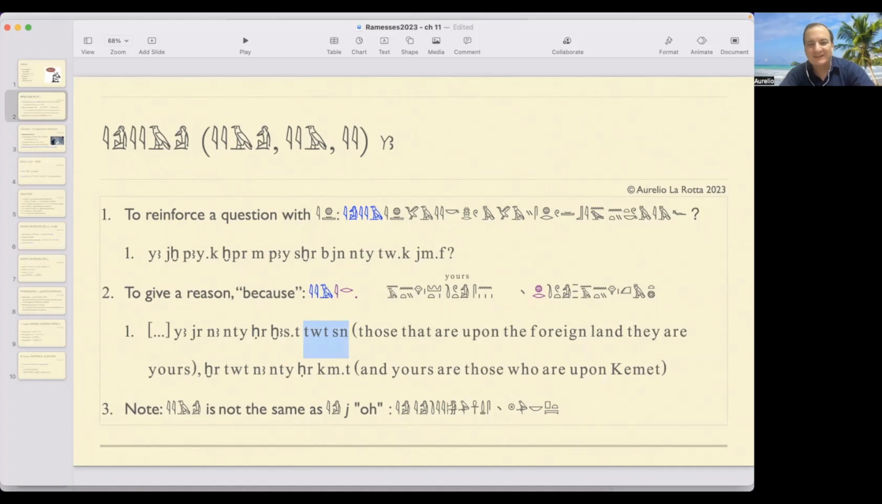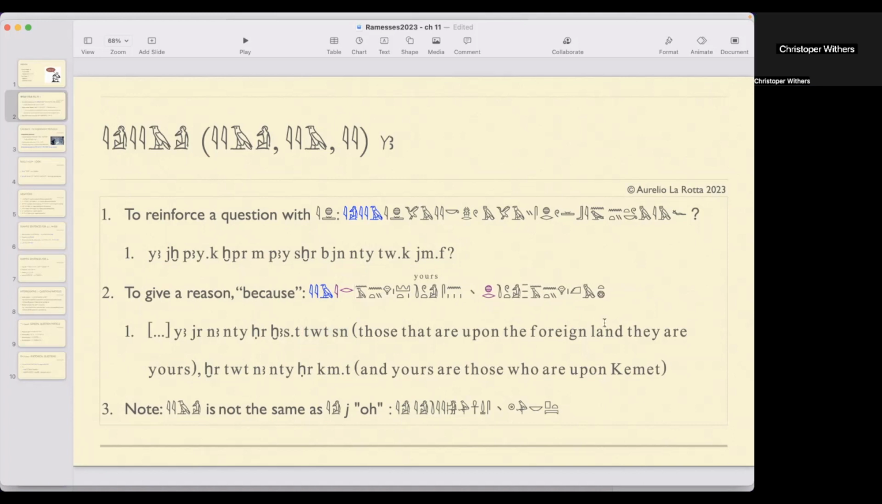So, ja, na enti gergaset Tutsen, because as for those which are upon the foreign land, those are yours. Ger tut na enti gerkemet. And yours are those which are in Egypt. I don't know the exact context, but must be something, of course, pleasing to the ruler, right? Some kind of royal propaganda.